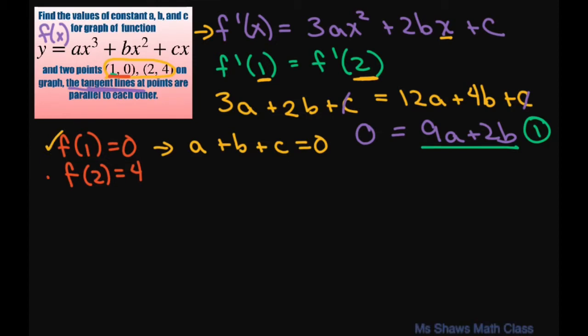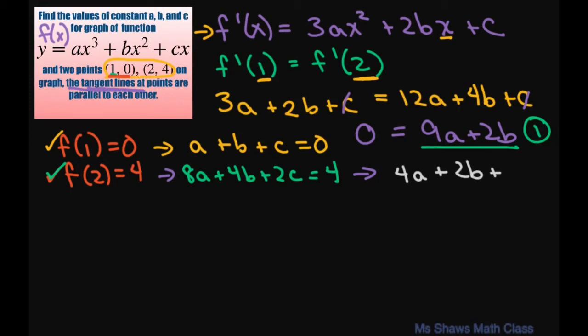Now for the second one, if I substitute in 2, we're going to set that equal to 4. And that's going to be 8a plus 4b plus 2c equals 4. I also can rewrite this because it's all a multiple of 2. So I'm going to rewrite this as 4a plus 2b plus c equals 2.